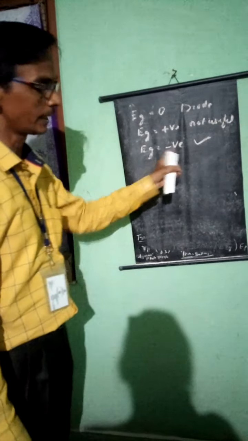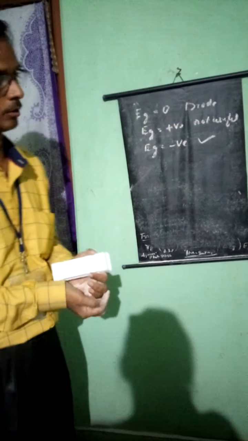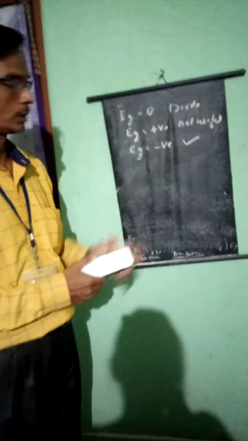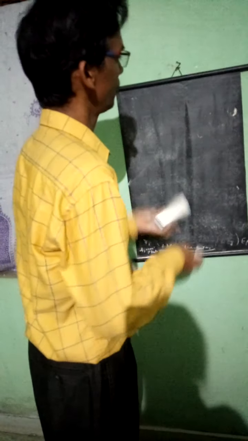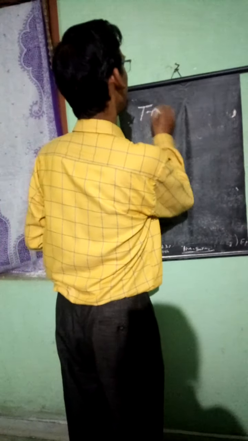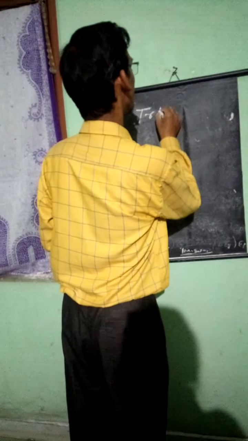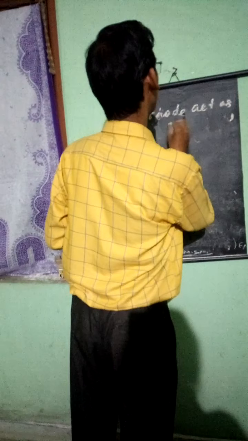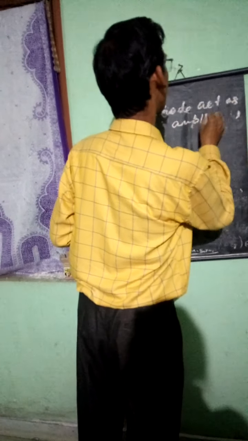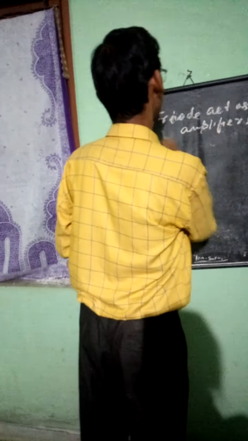With EG negative, there is a slight variation giving a large change in the plate current, so the triode acts as an amplifier. How can you distinguish this? Write down the heading: triode as an amplifier. As I told you, the vacuum diode acts as a rectifier and the triode acts as an amplifier. For the triode as an amplifier, there is a circuit like this. You have to go through this one.